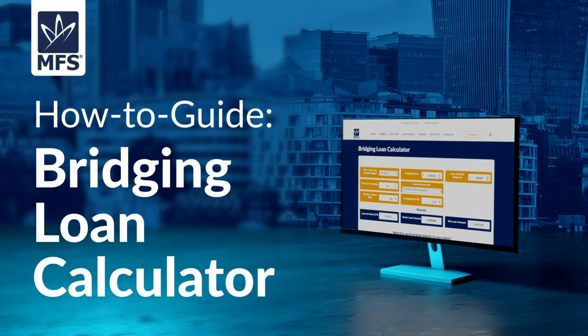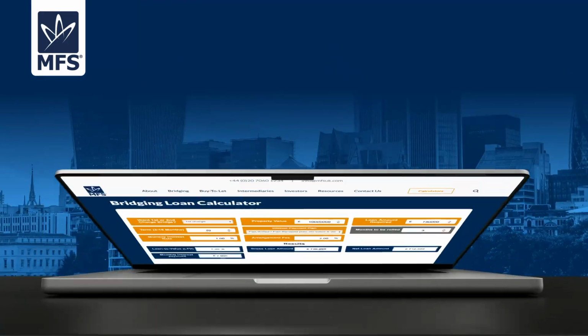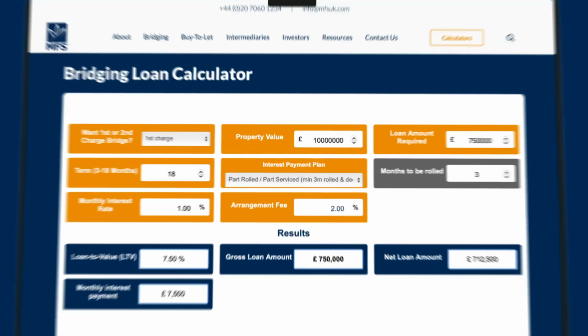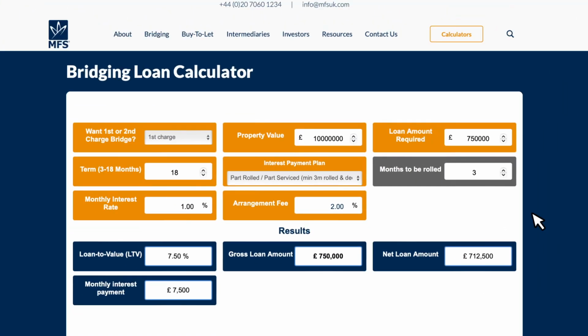Our easy-to-use calculator is designed to help you figure out the overall cost of a bridging loan. Once all your information is entered, you'll be presented with figures showing how much you'll be able to borrow and what you'll need to pay back. Our calculator is split into two main sections.